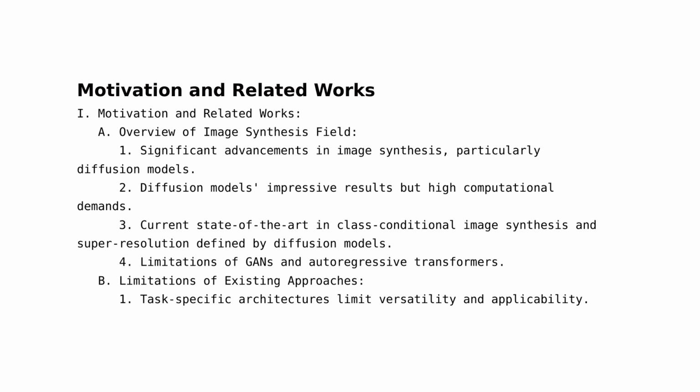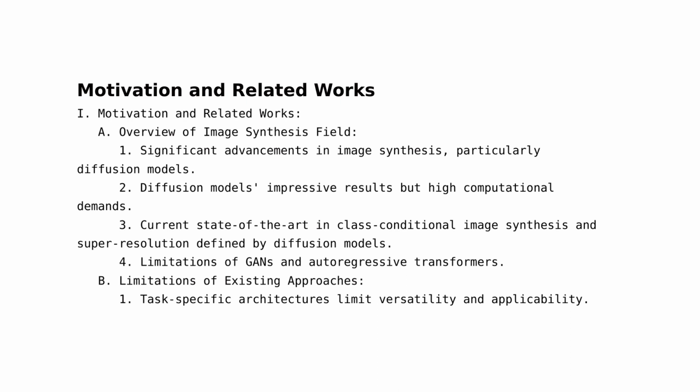The current state of the art in class-conditional image synthesis and super-resolution is defined by diffusion models. However, these models are often confined to data with limited variability due to their adversarial learning procedure. Existing methods, such as GANs and autoregressive transformers, have their limitations. GANs often exhibit mode collapse and training instabilities, while autoregressive models require billions of parameters to model complex distributions of natural images. The computational demands of diffusion models pose a challenge to the research community and users in general.